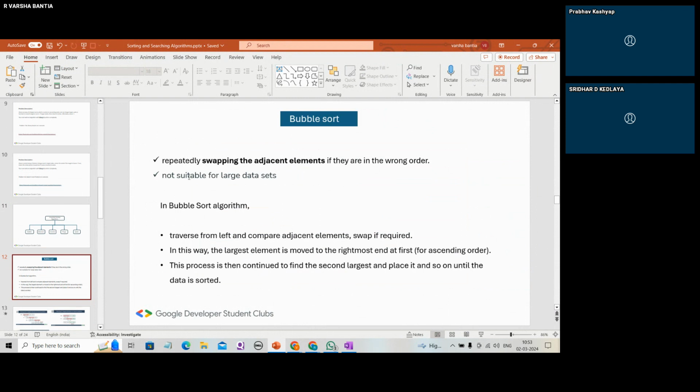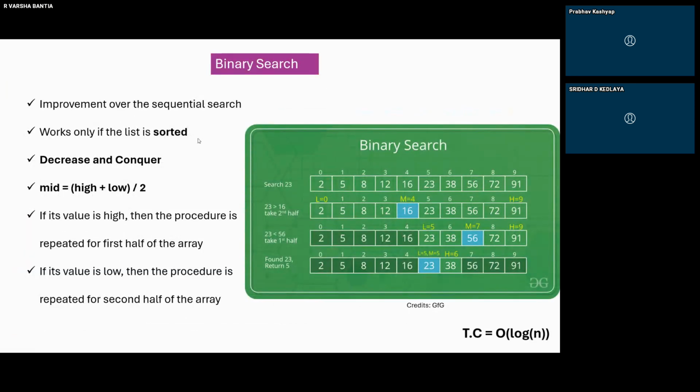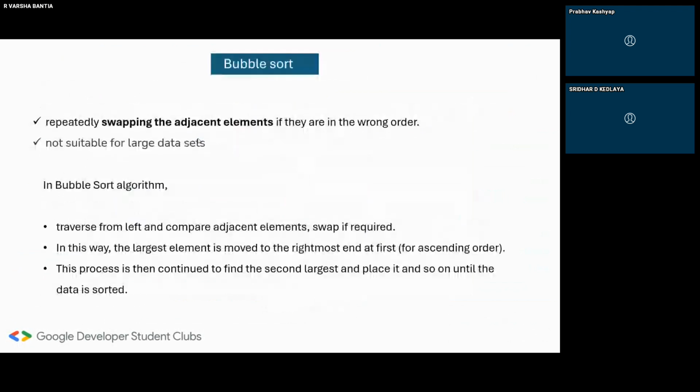Again, this is not suitable for large data sets. Any simplest algorithm, any brute force algorithm will not be efficient. You will have to make it efficient using other algorithms. Like on similar lines, bubble sort is not suitable for larger arrays. You'll understand the bubble sort algorithm if you see the example. We'll just see the slides one by one.